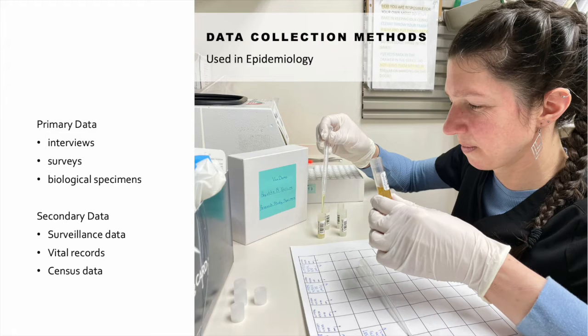Biological specimens are one example of primary data used in epidemiology. Surveys and interviews are also common examples. High-quality epidemiologic data is critical for developing and implementing effective public health interventions.